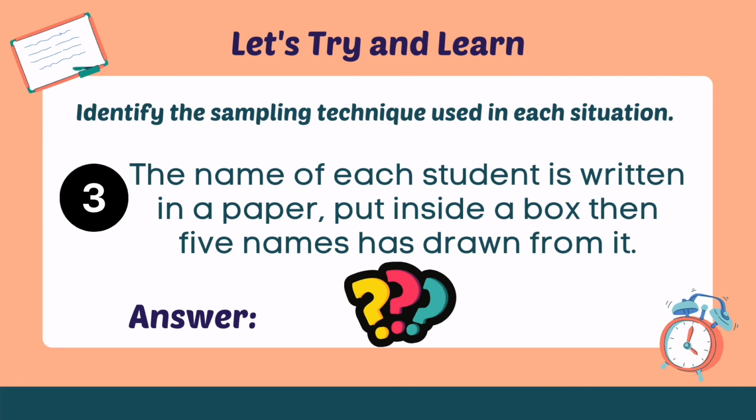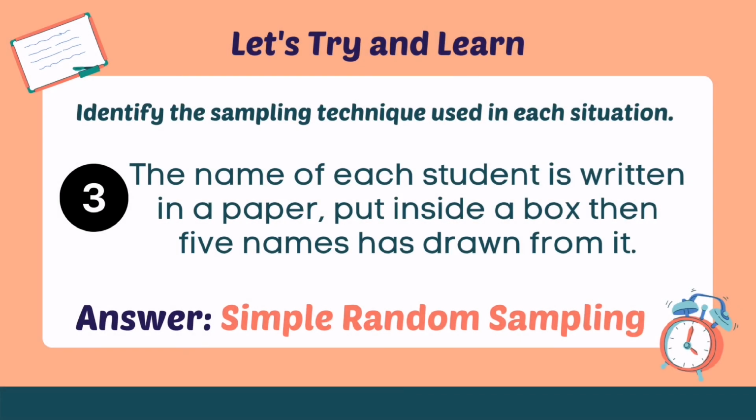Let us now try the last sample. The name of each student is written in a paper, put inside the box, then 5 names are drawn from it. What sampling technique is being used? Amazing, you really learned a lot. The answer is the simple random sampling.